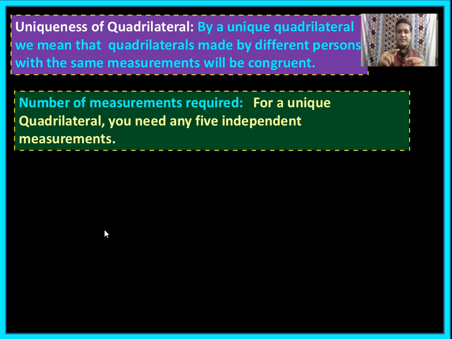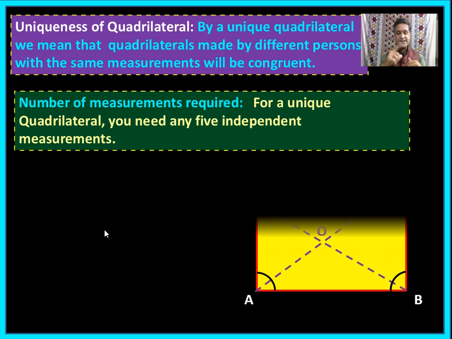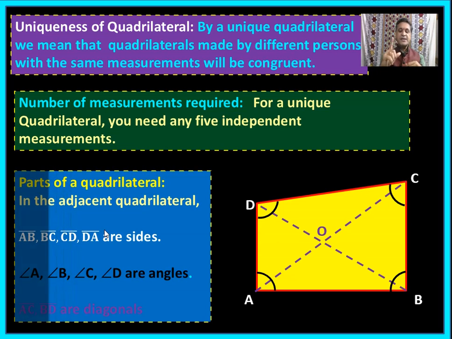Now, the number of measurements required for a unique quadrilateral: you need any 5 independent measurements. How many measurements does the quadrilateral have? Let us see this quadrilateral. It is the quadrilateral ABCD.